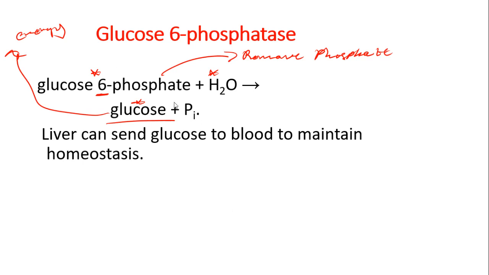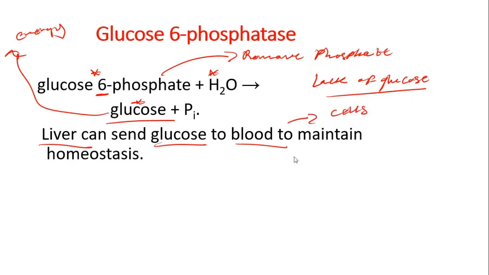Because remember, the reason why this process took place was because of lack of glucose in the body. Lack of glucose in the body is the one which made the body detect that there is no glucose. So when this glucose is being formed, you need to understand that the liver will send the glucose to the what? To the blood, to the bloodstream, and this blood will simply go to the cells, and this glucose in the cell will act as a source of energy.